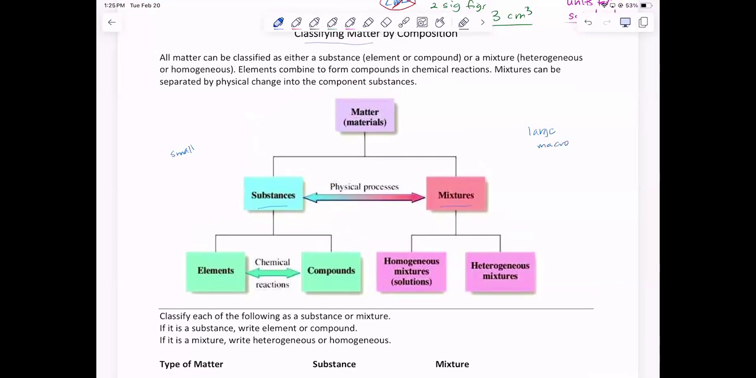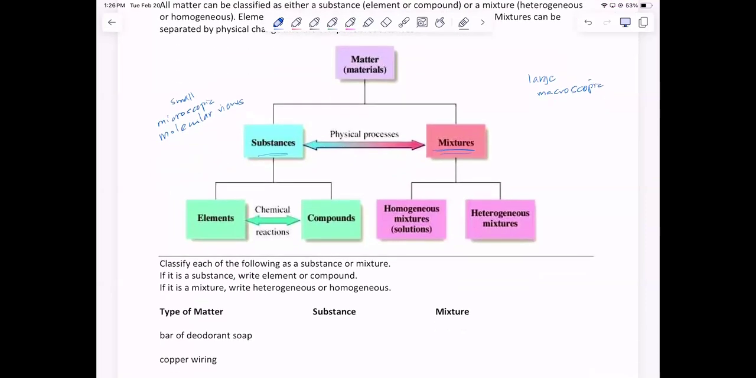So I've been using this term macroscopic versus microscopic, and even molecular views. Okay, so mixtures are things generally that you can see. And substances tend to be smaller, like elements in the periodic table, and compounds, which are when you put elements together in a chemical reaction, you'll form a compound.